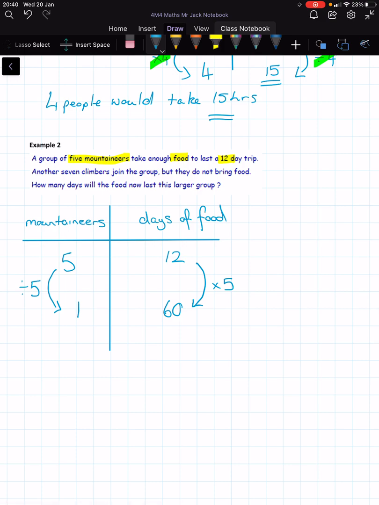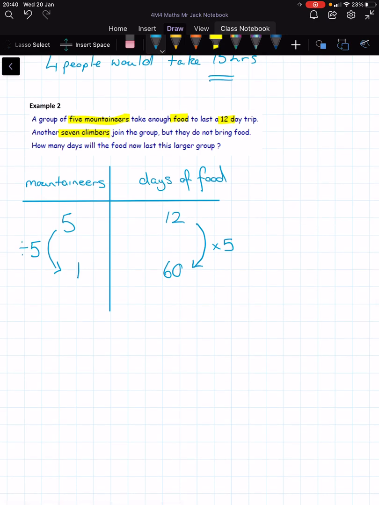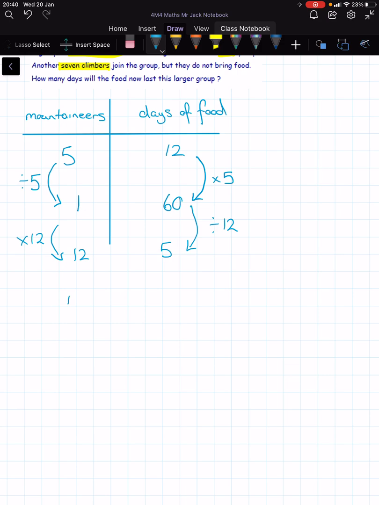Next bit of the question. Another 7 climbers join the group, but they don't bring any food. So no more food, but an extra 7 climbers. 7 plus 5, that's 12. So to go from 1 to 12, we've multiplied by 12. So to go from 60, we're going to divide by 12. 60 divided by 12 is 5. So what we're saying here is the food will now last 5 days.